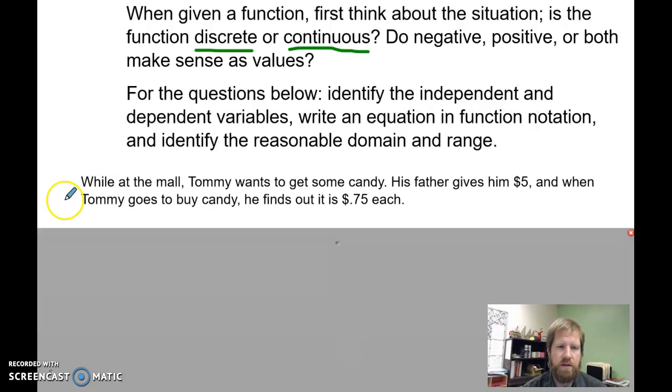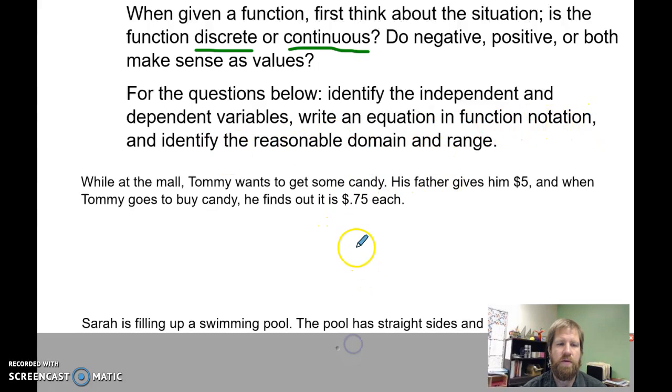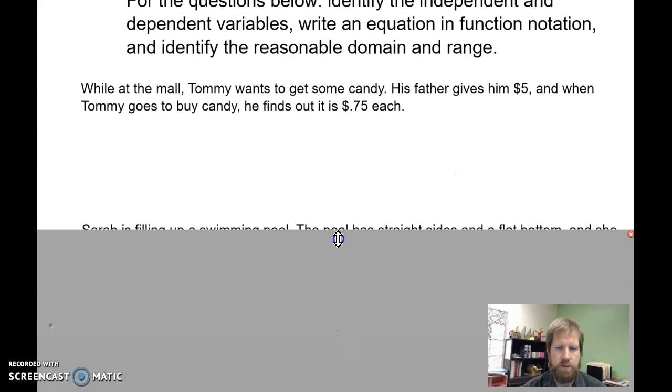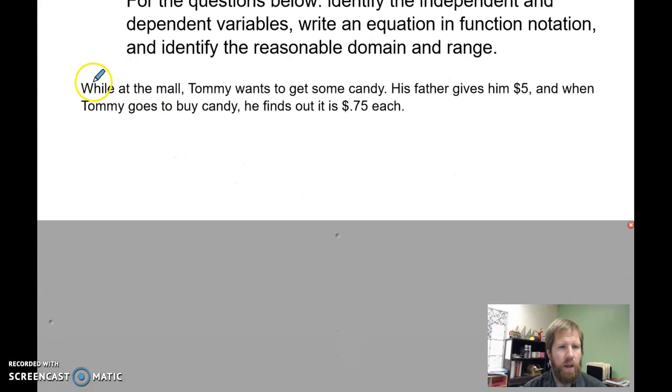When we're looking at these questions, I want to put together everything we've learned. So we're going to identify the independent and dependent variables, write our equation in function notation, and then look at the reasonable domain and range. So this first one: at the mall, Tommy wants to get some candy. His father gives him $5, and when Tommy goes to buy candy, he finds out it's 75 cents each.